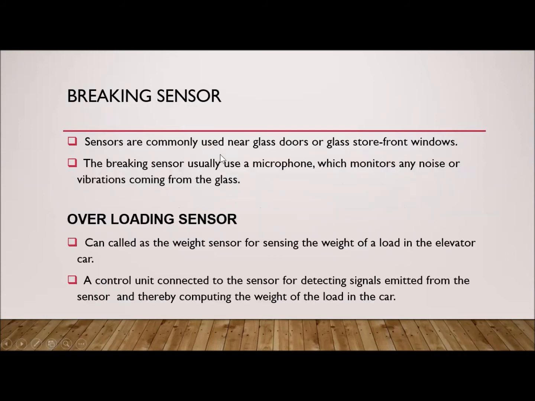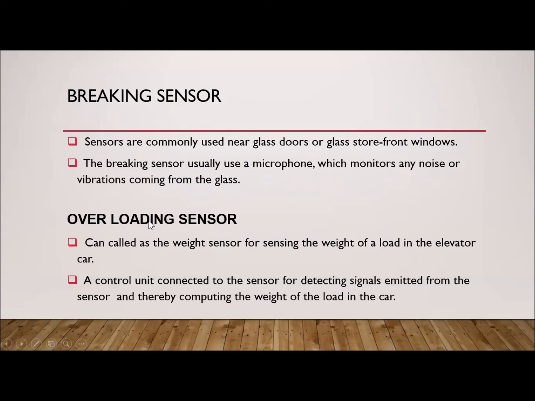Third, braking sensors. Sensors are commonly used near glass doors or glass store front windows. The braking sensor usually uses a microphone which monitors any noise or vibrations coming from the glass.